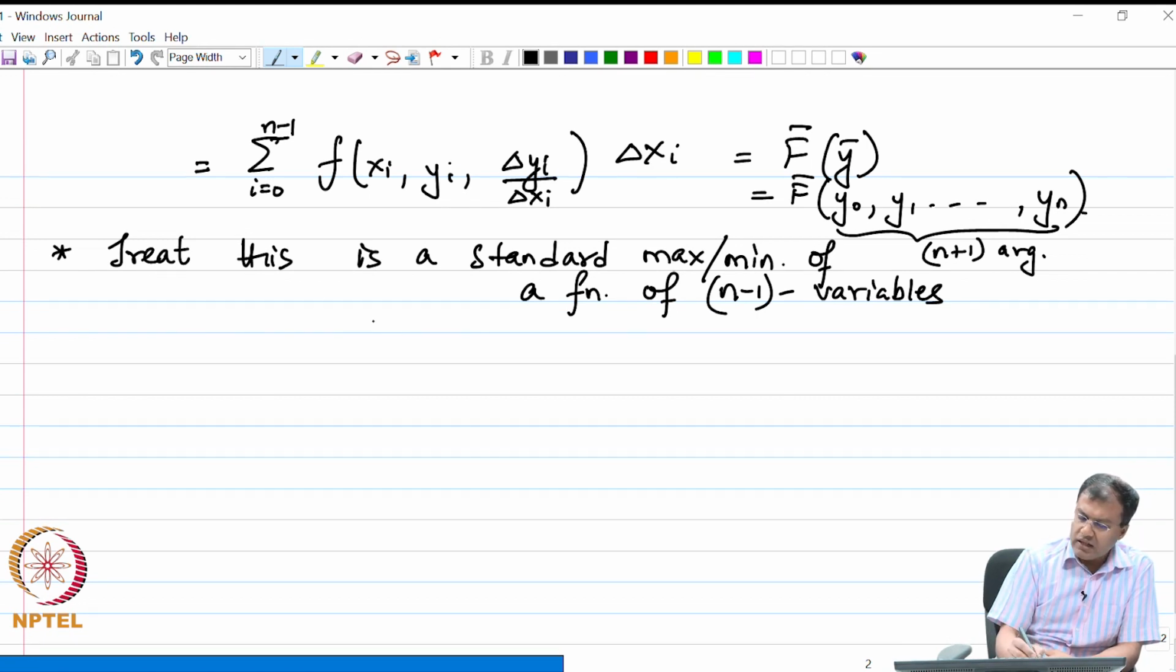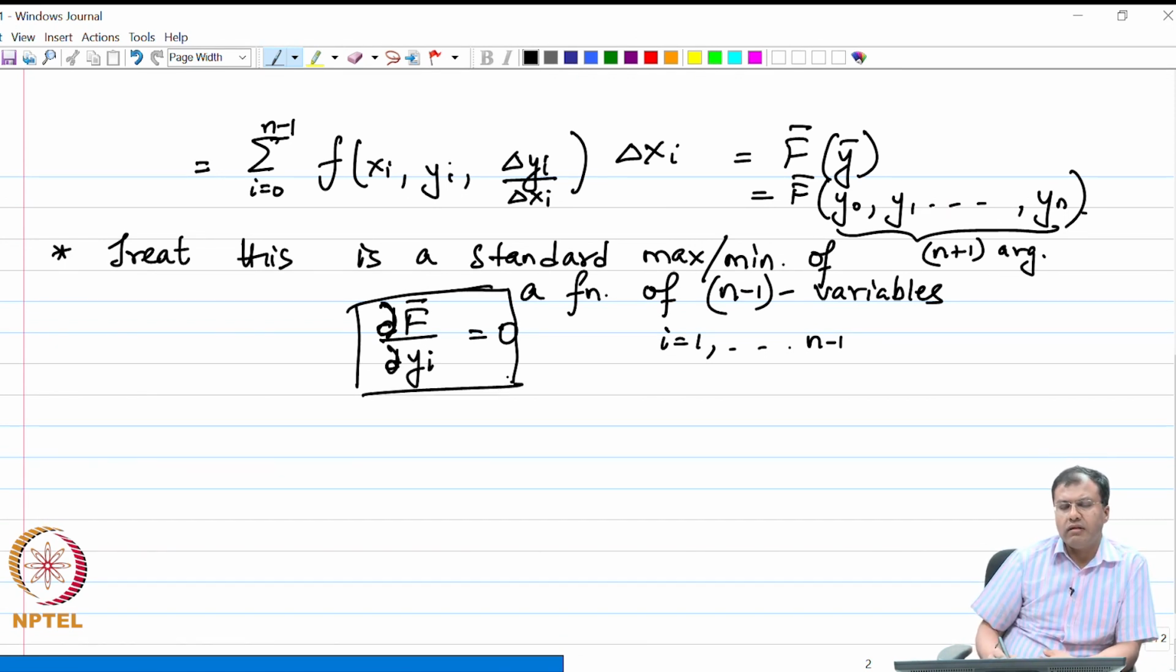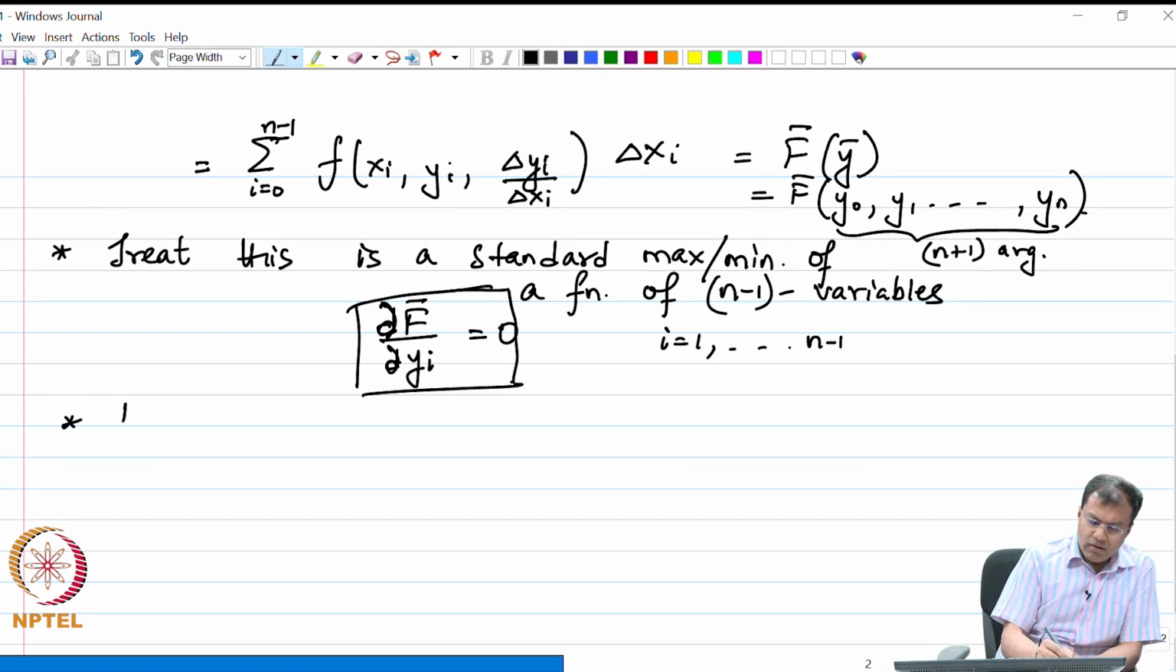And we find the solution to this problem by taking the derivative of f with respect to the unknowns. Well, f has multiple variables. So, let me call this a partial. So, we take the partial of f with respect to yi and set it equal to 0, where i is from 1 to n minus 1, right. So, this is the set of equations that we solve to find the extremum of this function.